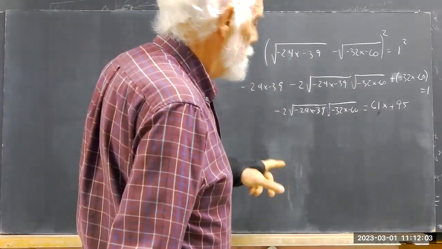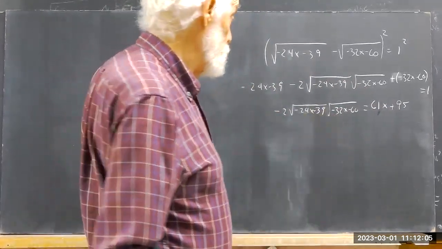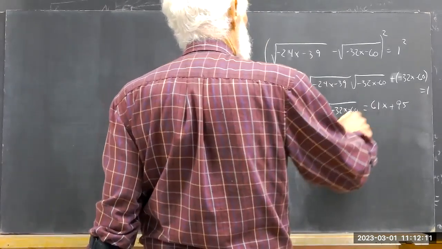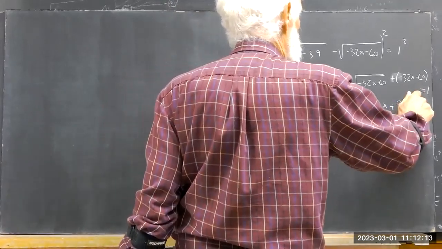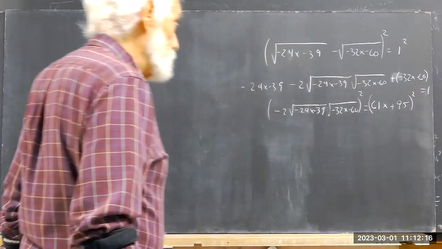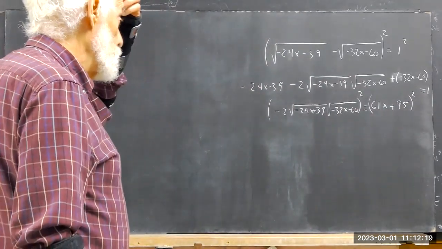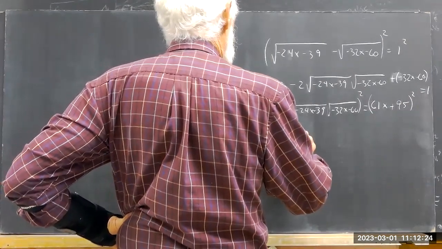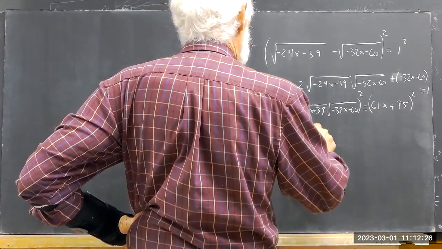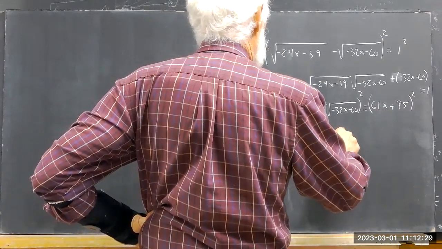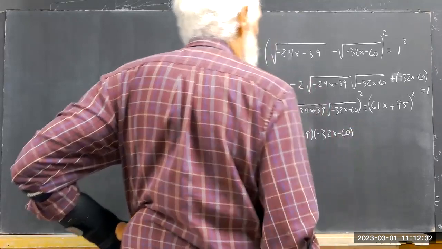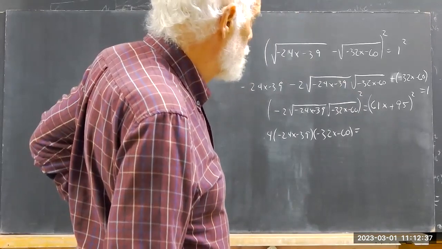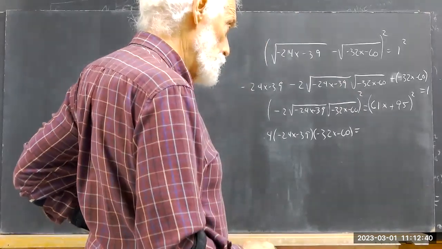Okay, so I think I've got it. Now, does this agree with what you've got so far? Okay. Then we square both sides of this. So I'm just going to do that in one step. You really ought to be writing out both steps. So when I square all this, I'm going to get 4 times negative 24x minus 39 times negative 32x minus 60. And that's going to equal the square of this. Now 61 squared, everybody knows, is 3,721.